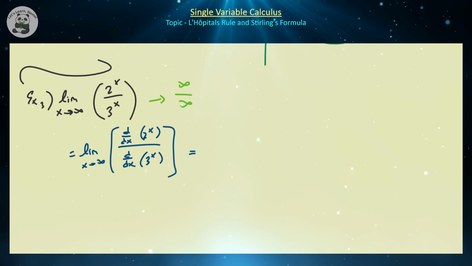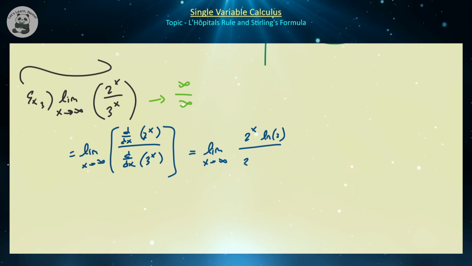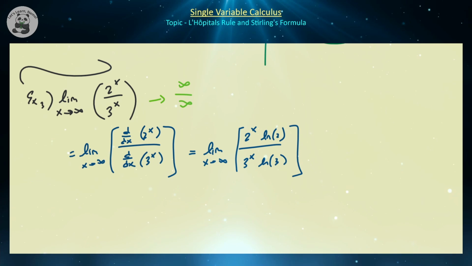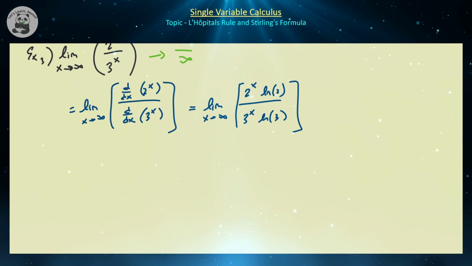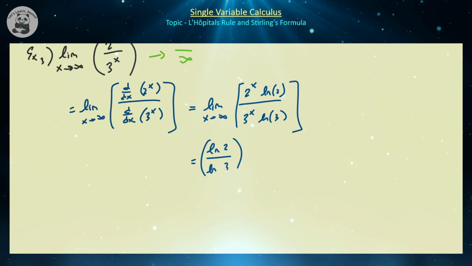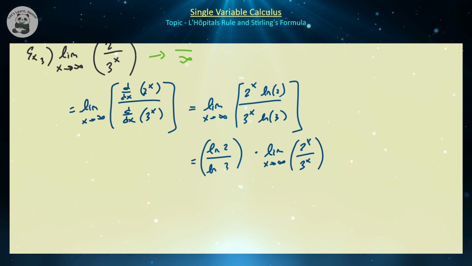So that's going to come out to the limit as x goes to infinity of 2 to the x times the natural log of 2 and 3 to the x times the natural log of 3. Natural log of 2 and natural log of 3 are constants, so I can factor both of them out of the top and bottom respectively. And that's going to give us the natural log of 2 all over the natural log of 3 times the limit as x goes to infinity of 2 to the x over 3 to the x.